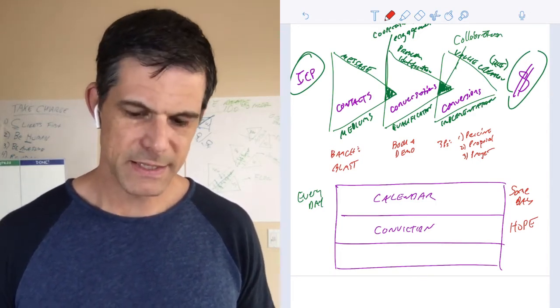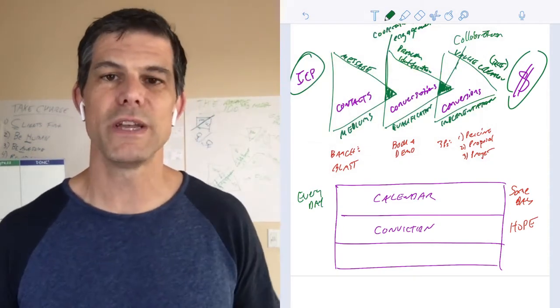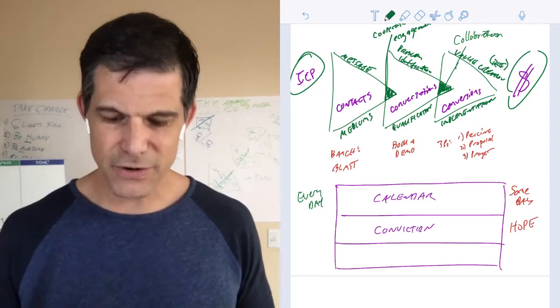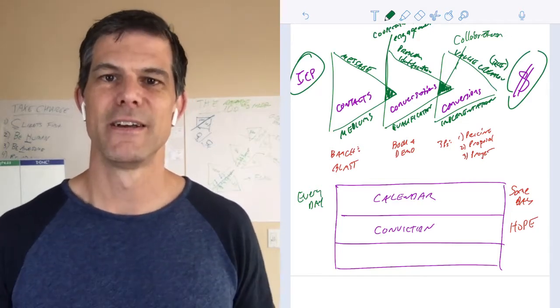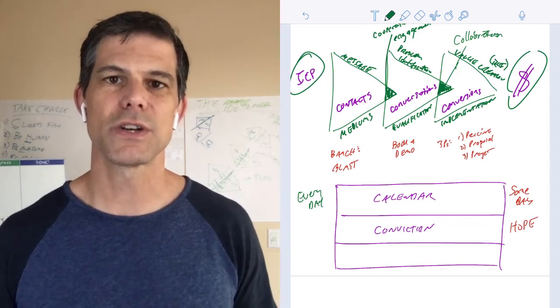Right? Instead, if you have the right conviction, and you know this because of the way you started your company, when you started your company, you had this level of conviction around building the product, solving the problem, serving the customers that you want to serve.